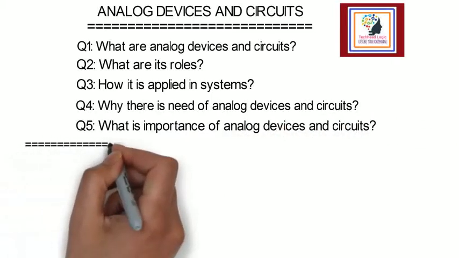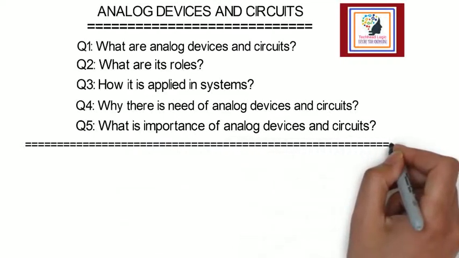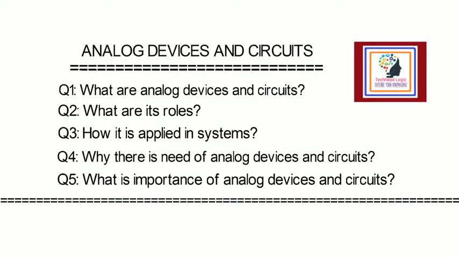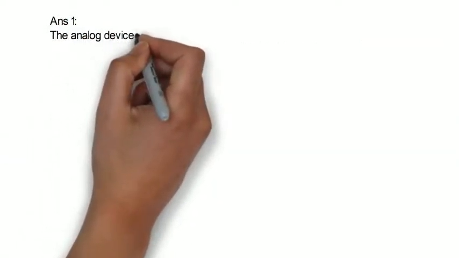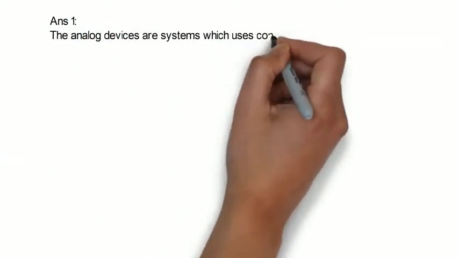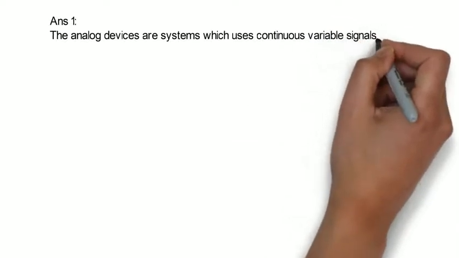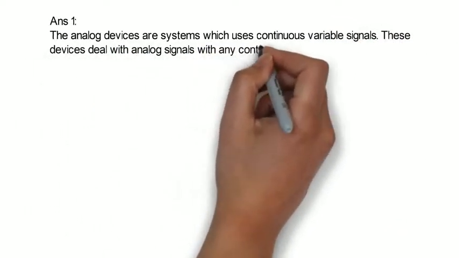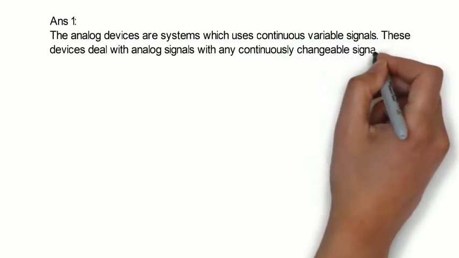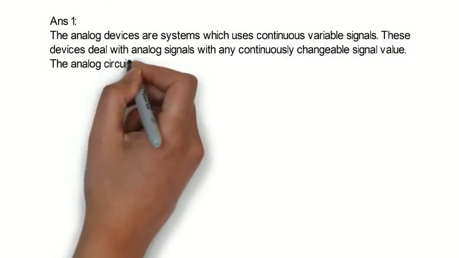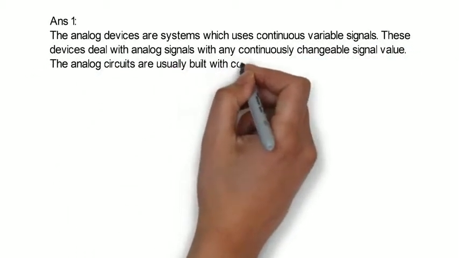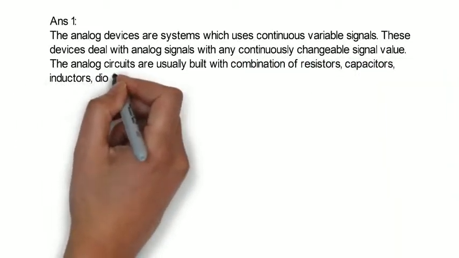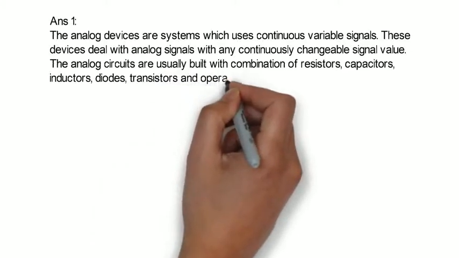First question is, what are analog devices and circuits? The analog devices are systems which use continuous variable signals. These devices deal with analog signals with any continuously changeable signal value. The analog circuits are usually built with a combination of resistors, capacitors, inductors, diodes, transistors, and operational amplifiers.